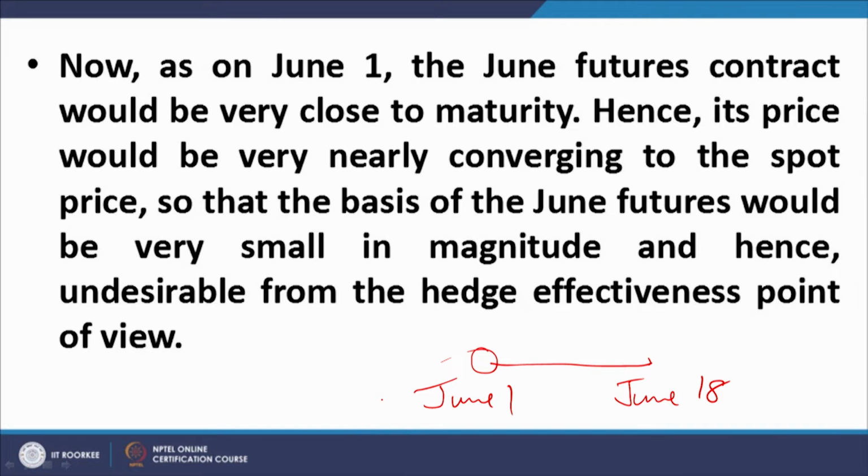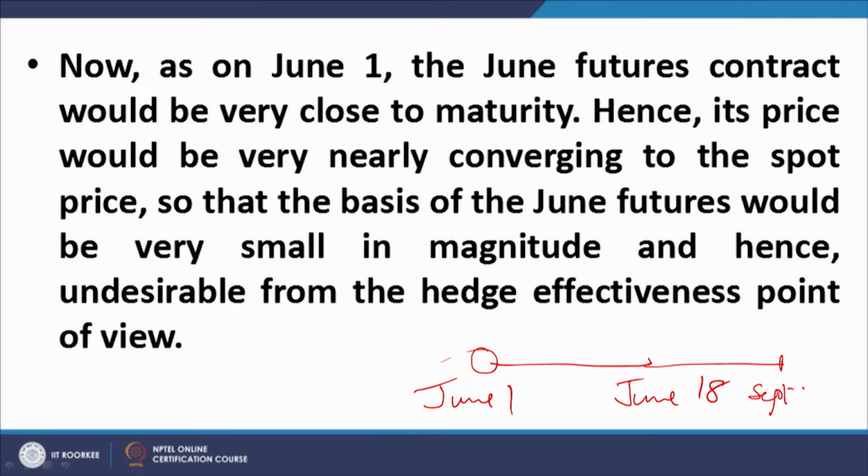So, that being the case, what is our hedge effectiveness criterion? We want that the basis as on June 1 should be as wide as possible. The magnitude of the basis as on June 1 should be more than the magnitude of basis as on February 28. In other words, the basis should widen. On the other hand, when we look at the June contract, we find that the basis does not widen, it narrows down because it is approaching convergence very soon. So, that is the important reason that June contract may not be the optimal contract.